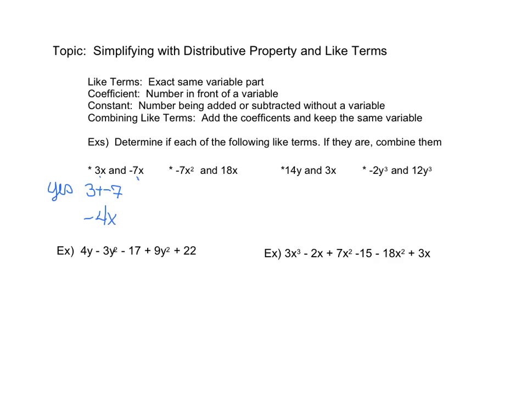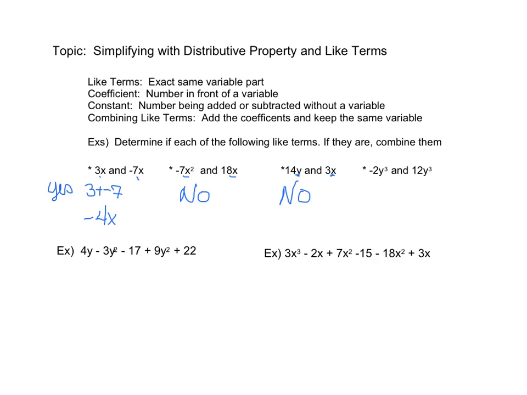In my second set, I have negative 7x squared and 18x. I have an x squared for the variable on the first term and an x on the second term. Since x squared and x are not the exact same variable part, one has an exponent and the other does not, these are not like terms. Looking at the third one, 14y and 3x. 14y has a variable of y, 3x has a variable of x. These are not the same letters, therefore they are not the same variable, and they are not like terms.